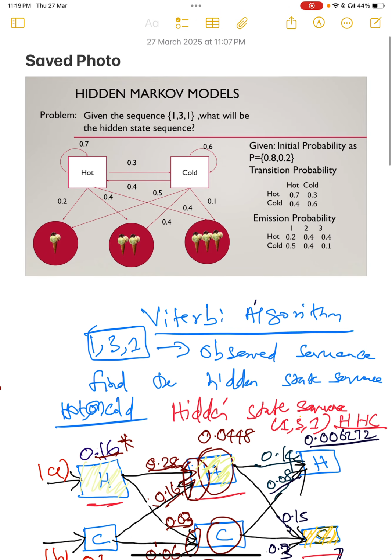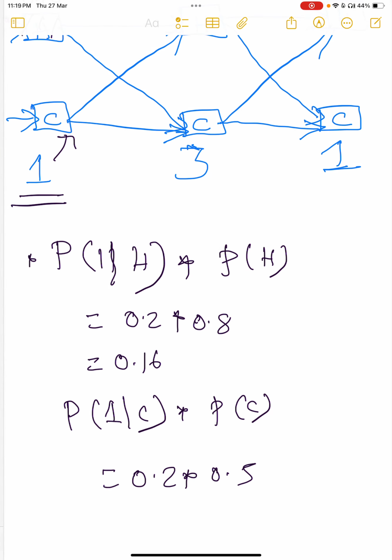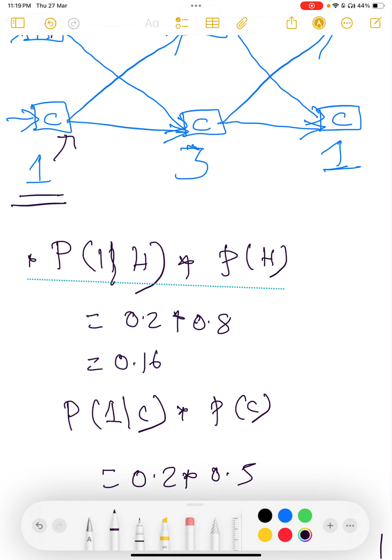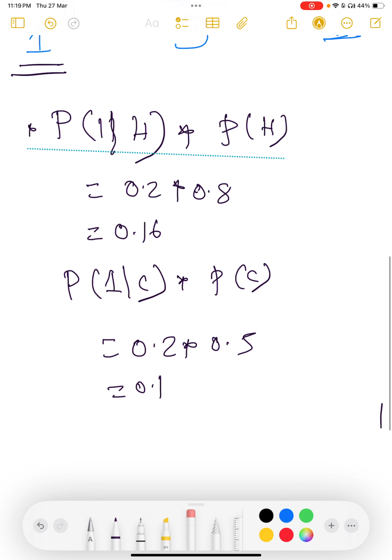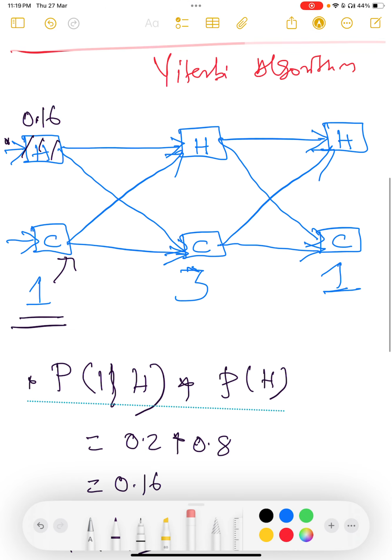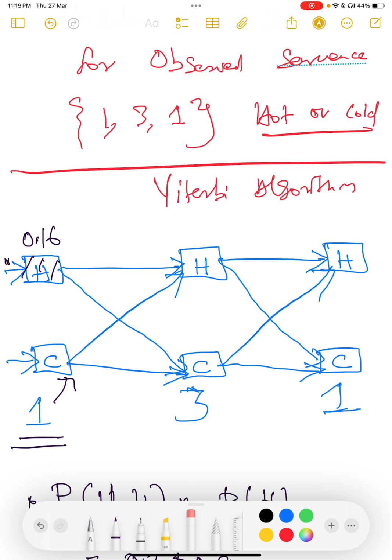Let's see this. 0.2 into 0.5 should be 0.1, right? It should be 0.1. So this should be 0.1. Now this should be 0.1. So which one is better? H is better, right? So we'll go for this.